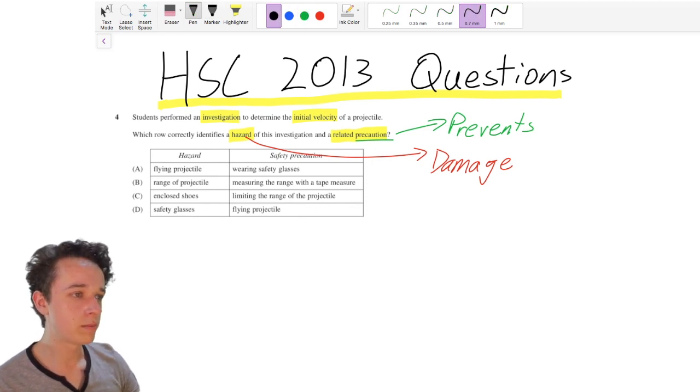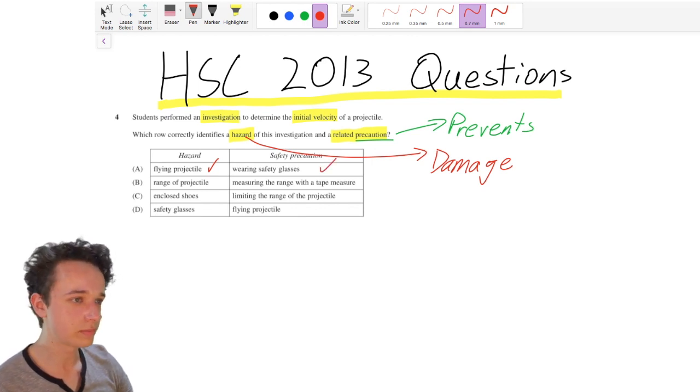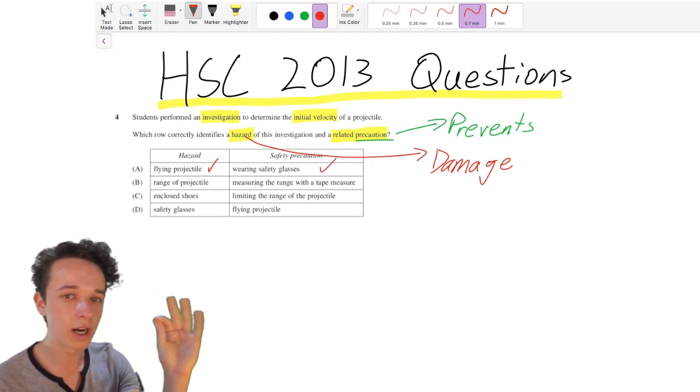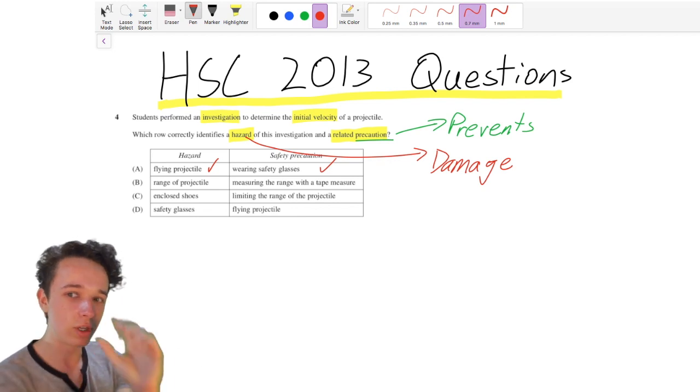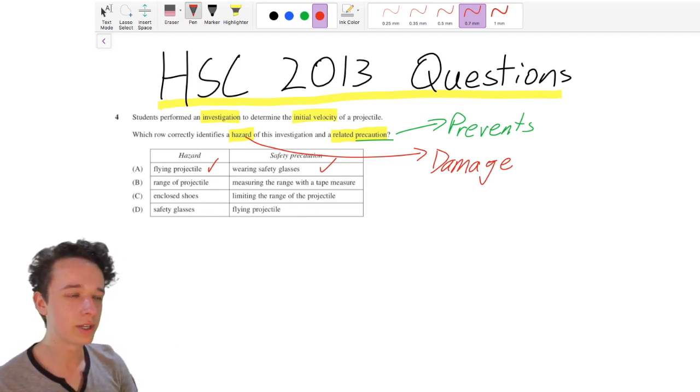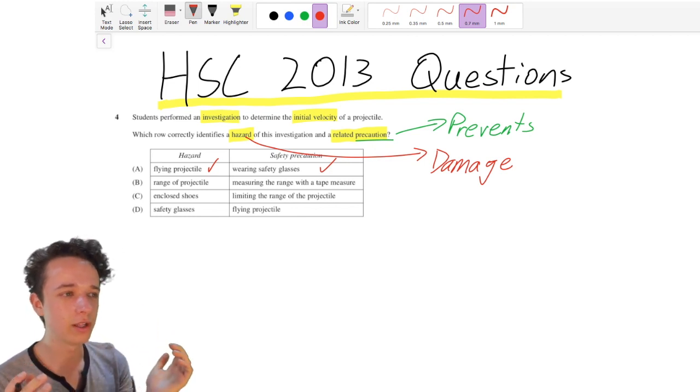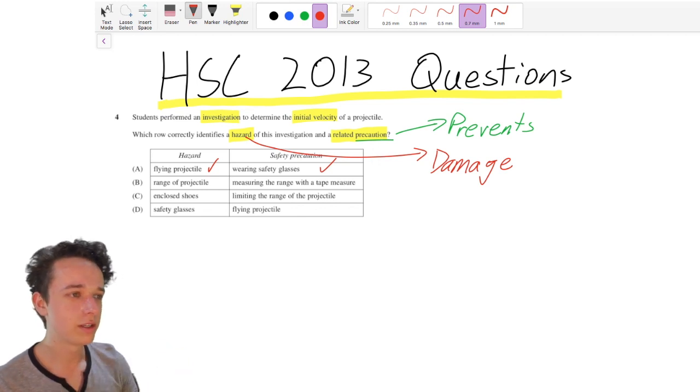Hazard, flying projectile, that could be a hazard. So this is correct. Safety precaution, wearing safety glasses, yeah, that could be a precaution, right? You could have like a marble or something, and you could be shooting it, and it might hit someone's eye, so you got to wear safety glasses. That makes sense. Hazard, range of projectile. Is the range of the projectile an actual hazard? No, I don't think so.